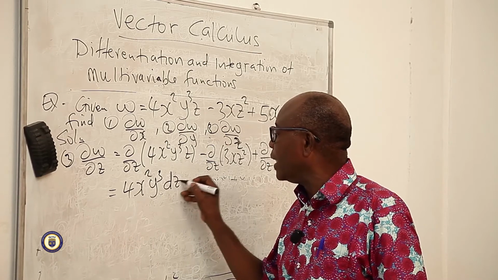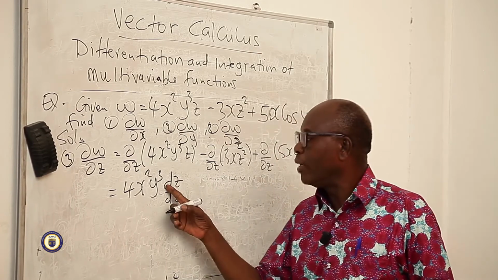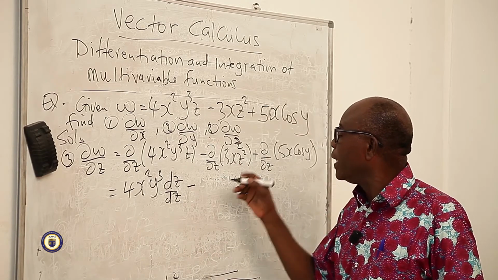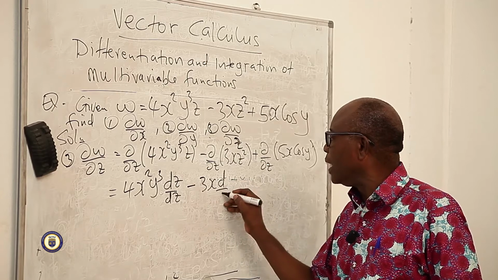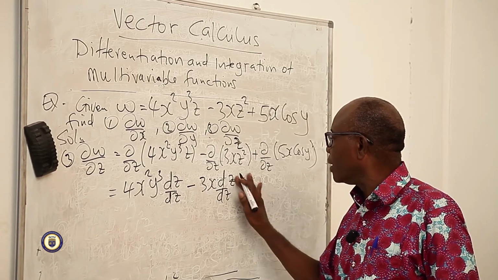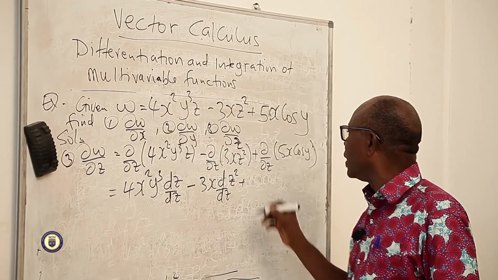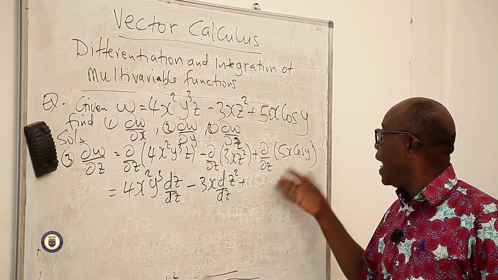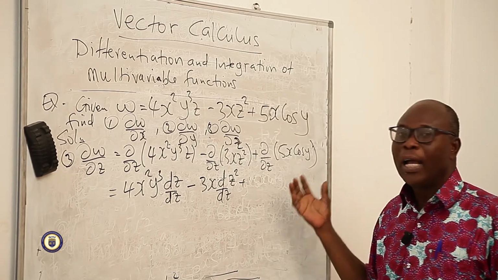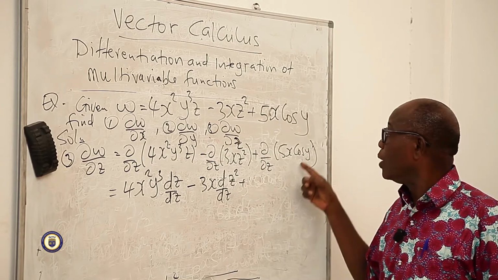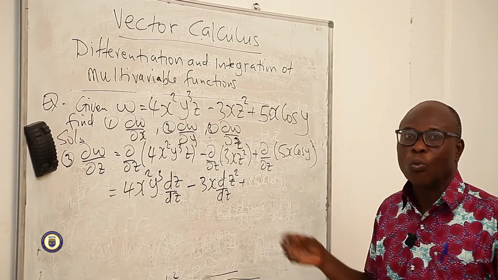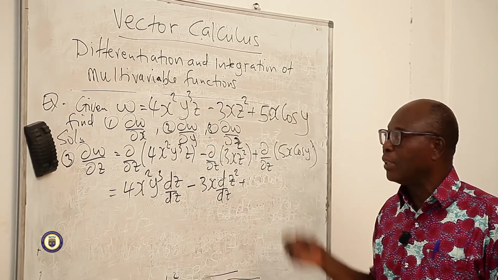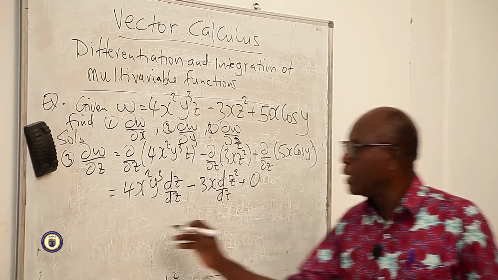4 is a constant, x squared is a constant, y cubed is a constant. Differentiate z with respect to z. And then here, minus 3x is a constant. So we are going to differentiate z squared with respect to z. And the last one, you see that we are differentiating with respect to z, and if you look at this term, there's no z in it. So this whole term, 5x cos y, is a constant. You treat it as a constant, and if you differentiate a constant, you get 0. Now let's tidy up.